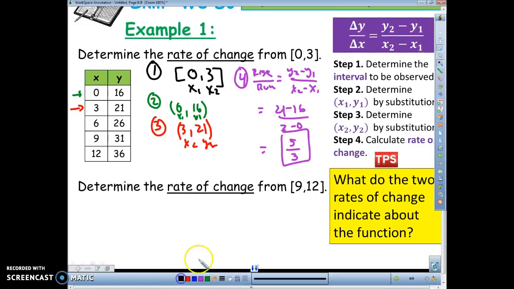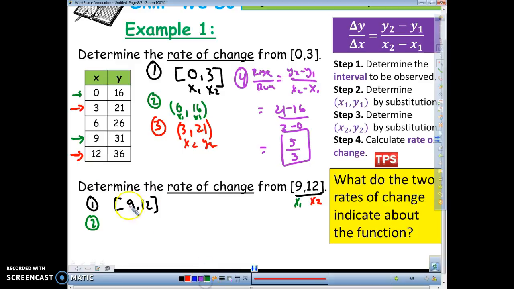My second observed interval, step 1, they want to know from 9 to 12. What's the slope from 9 to 12? So step 1, observed interval, 9 to 12. Step 2, determine what's my starting point. Well, here, my first value is 9. So that's this location. That's my starting point. And then my second value is 12. That's x2. That's my second interval. So what's the slope they're asking here from 9 to 12, the rate of change?